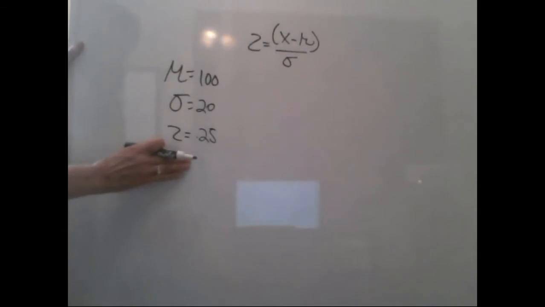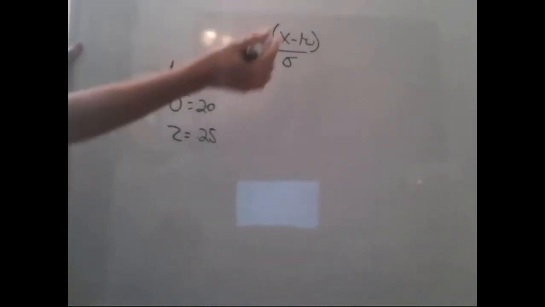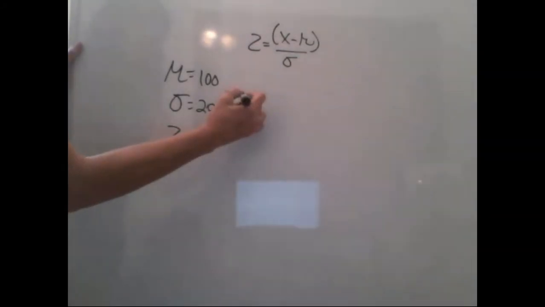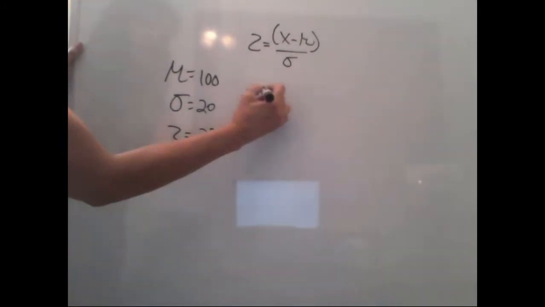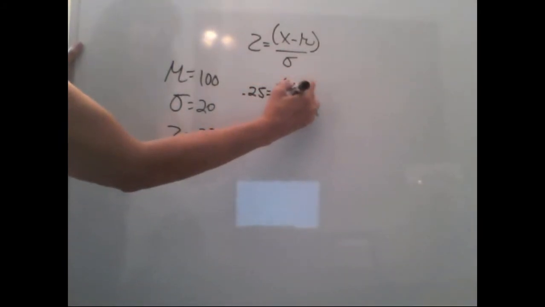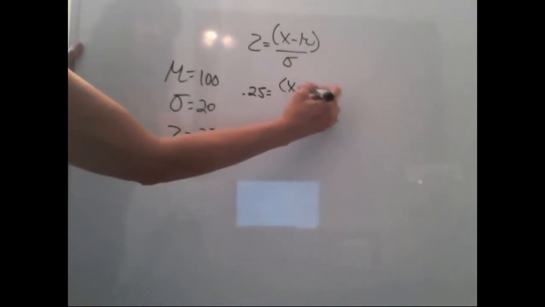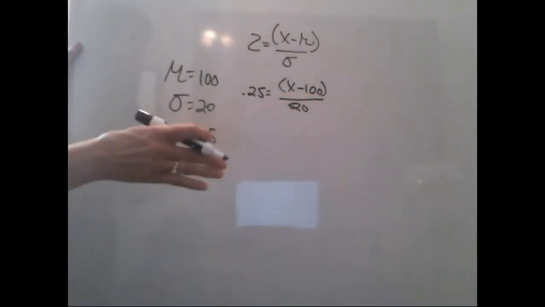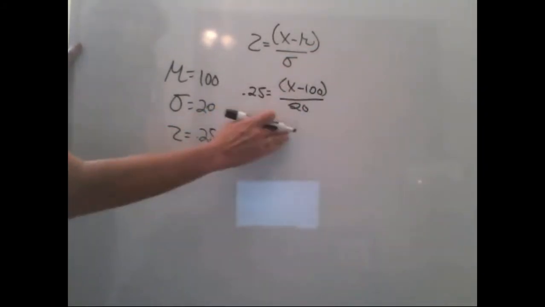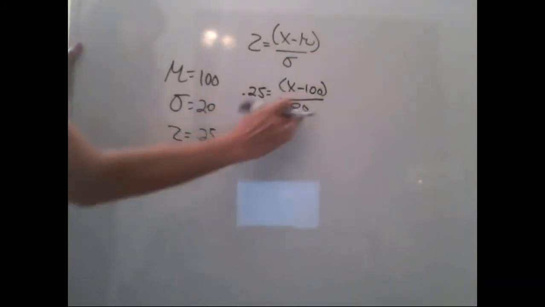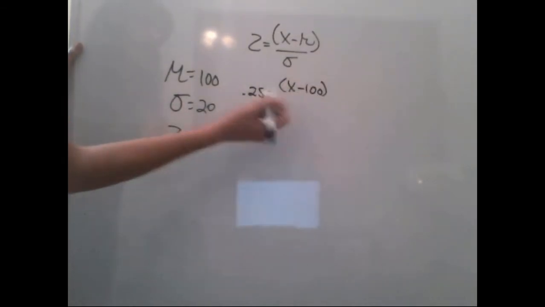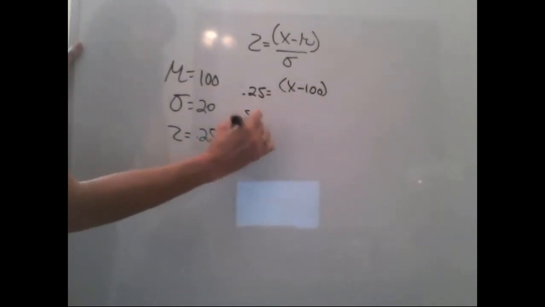The z-score associated with the top 40% was 0.25. We can plug all this in to figure out what x is at 0.25. So I'm going to start with 0.25 for the z is equal to whatever score it is minus the mean of 100 divided by the standard deviation of 20. What I'm going to do first is try to get x by itself, obviously. I'm going to multiply each side by 20 to get rid of this 20 here. And if I multiply 0.25 by 20, that gives me 5.